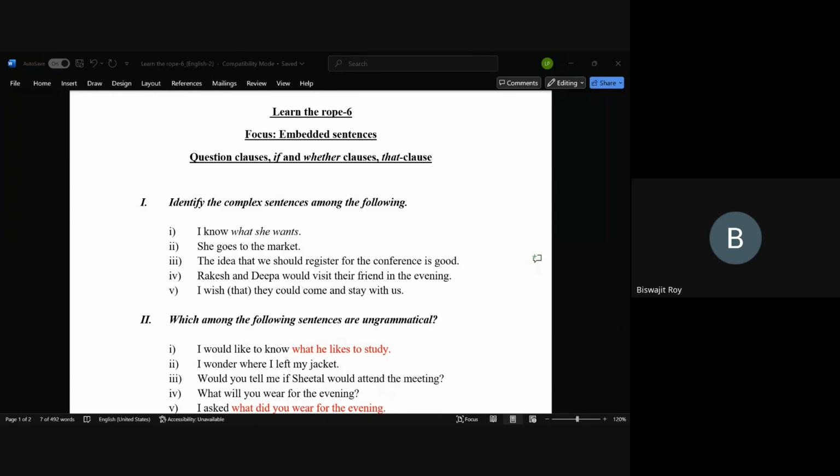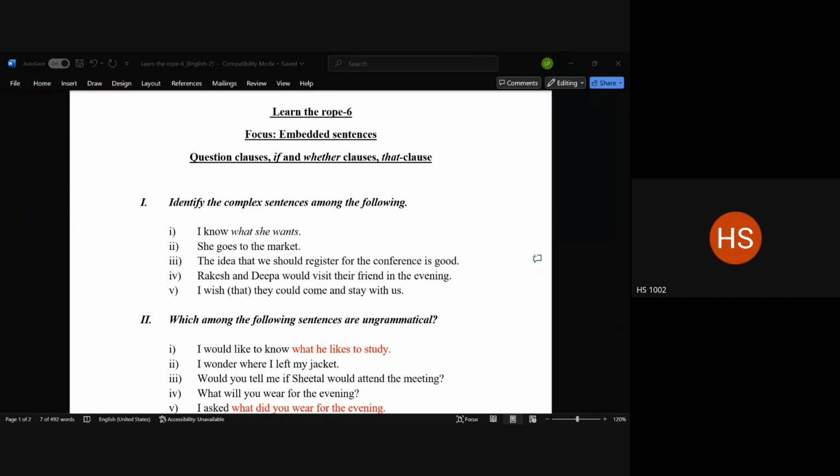Okay. So in that second sentence, now you tell me, the idea that we should register for the conference, which is proposed by the professor is good. If I take out the word the idea from that sentence, which among the two subordinate clauses can stand on its own? Ma'am, that we should register for the conference.